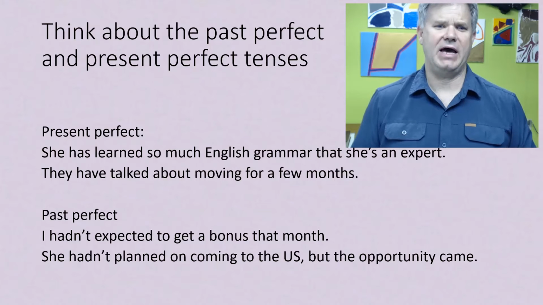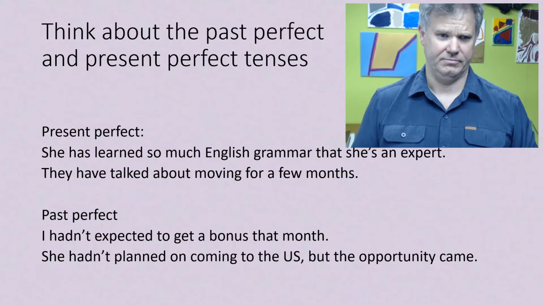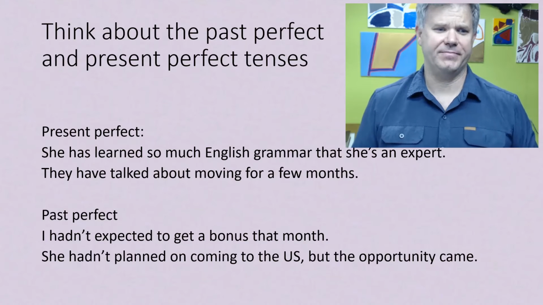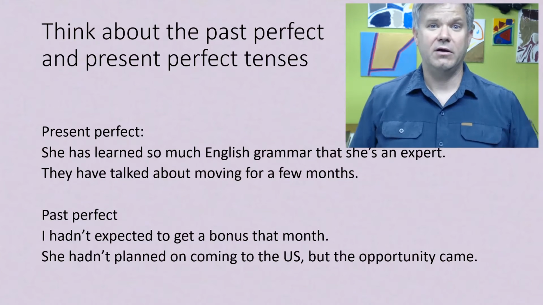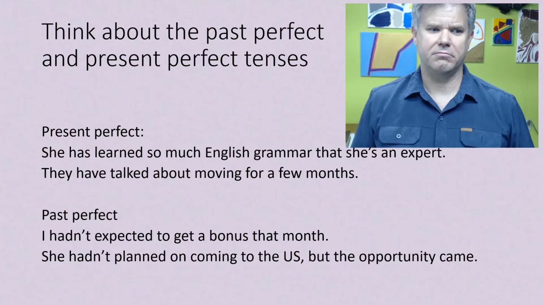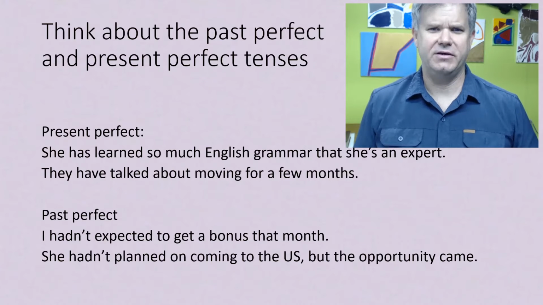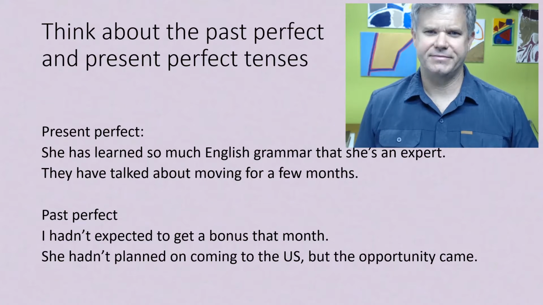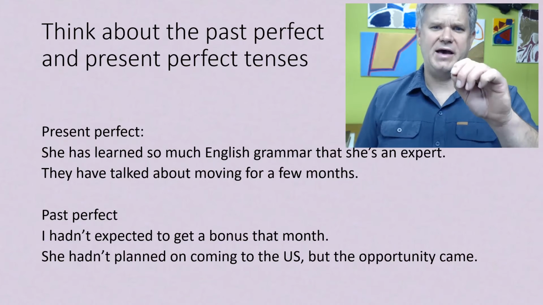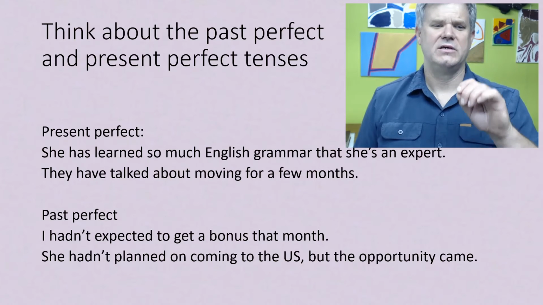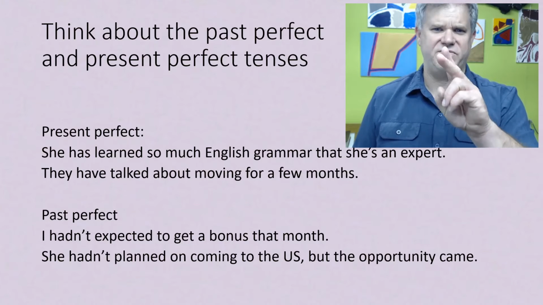First, let's think about the past perfect and the present perfect tenses. Present perfect. She has learned so much English grammar that she's an expert. They have talked about moving for a few months. Has learned, present perfect. Have talked, present perfect. Two verbs.